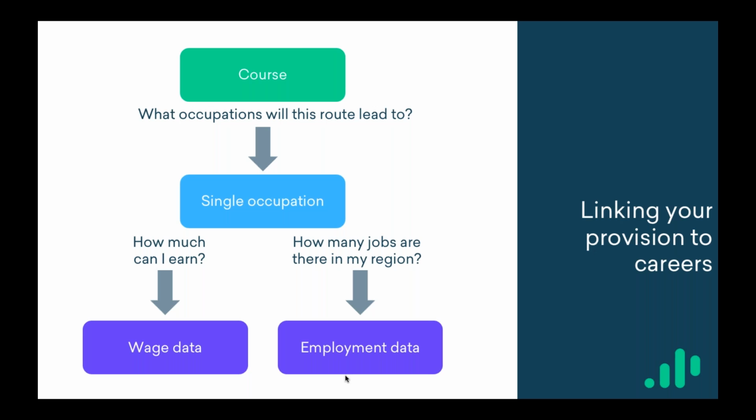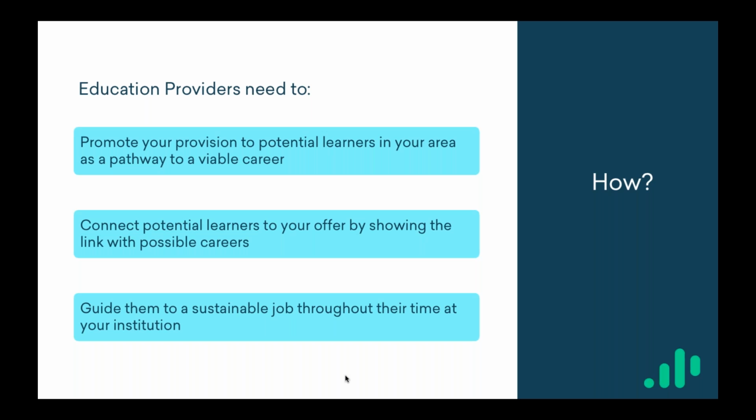And then the next question that a learner would often ask is how much would they be able to earn? To draw on that, we would use wage data and how many jobs there are in my region. When we say region, we're talking about the area in which your organisation is based. We would draw on employment data for that.